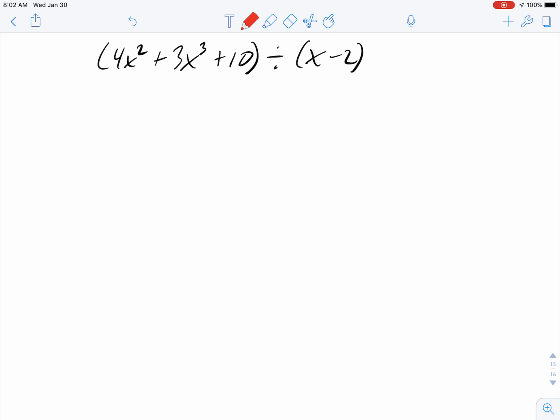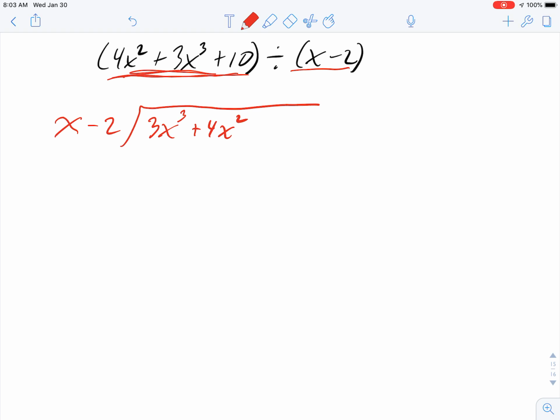So first I'm going to set up my division, just like you would in a division problem, and I'm dividing this expression by this one. So the x minus 2, the thing that's going into the expression, goes out there. And this one goes underneath, but this needs to be in standard form. So remember, that's from highest degree to lowest. So the 3x to the third goes first, and then the 4x squared term goes next.